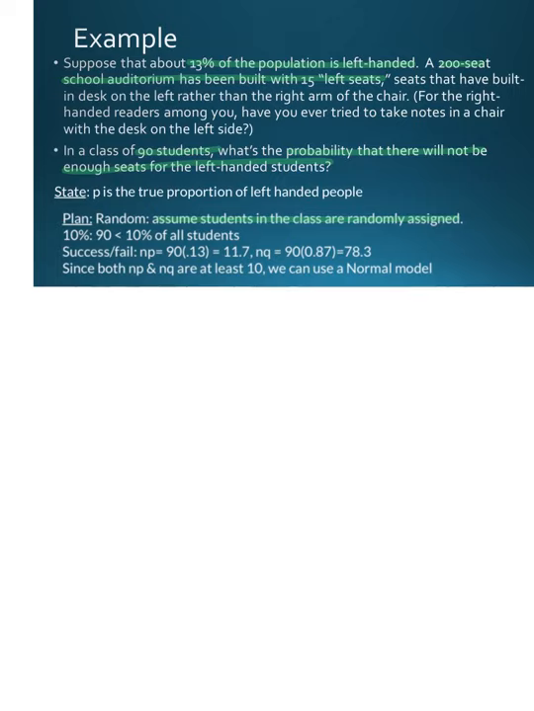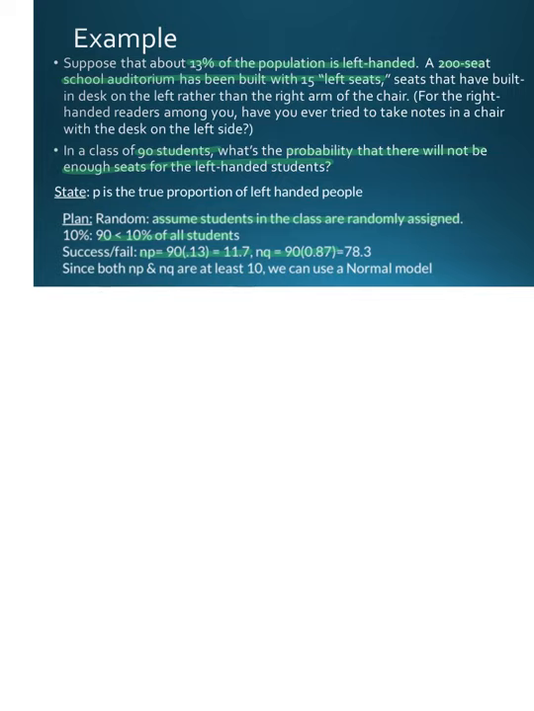Remember, the second condition is the 10% condition. If we are randomly selecting 90 students, 90 students should be less than 10% of all students at that school. And then the success failure condition: remember you have to do your sample size times your population proportion, which in this case is 13%, and we get that because it says 13% of the population is left-handed in the first sentence, which ends up being about 11.7. And then you have your sample size times the failure rate to be about 78.3. Since both np and nq are at least 10, we can use a normal model.